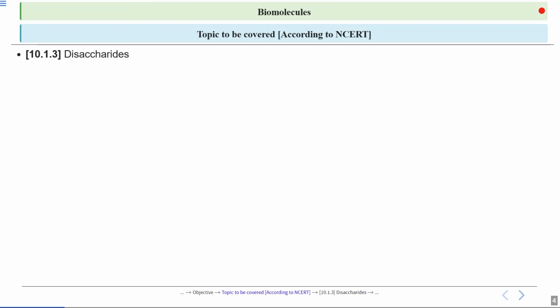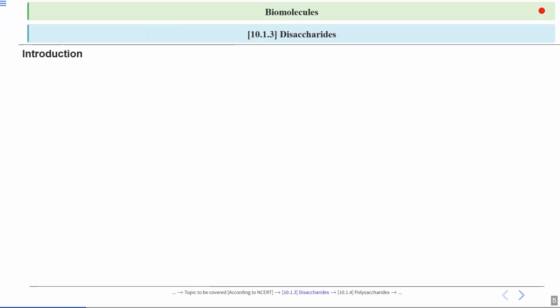Now according to NCERT, the sections which we will cover today are 10.1.3 disaccharides. We will see 10.1.4 polysaccharides, and at last we will summarize what we have studied in today's lecture. So first we are starting with disaccharides. First let us see the introduction.